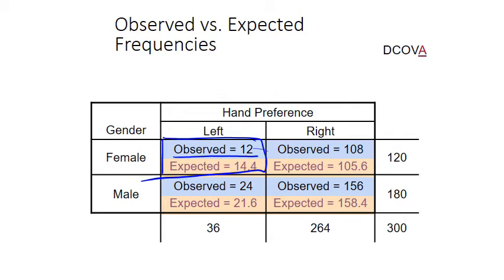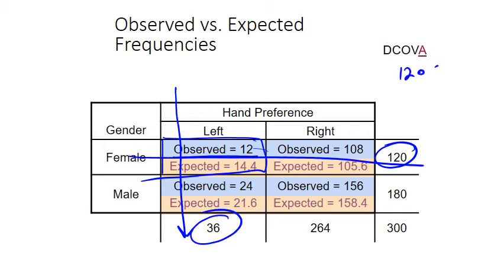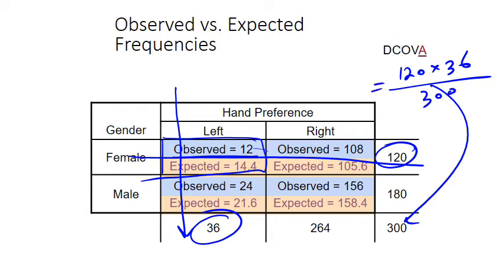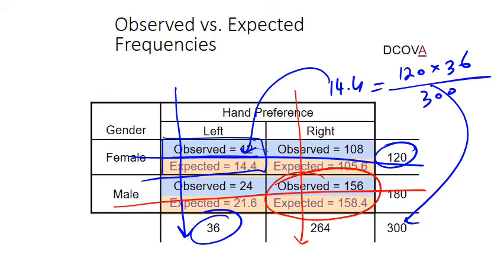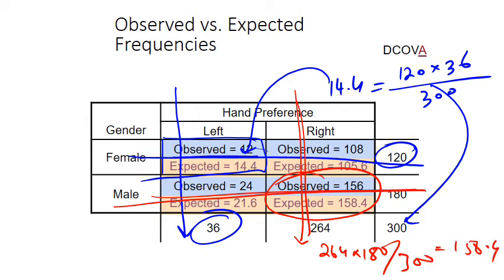Now I will see the total of this column and the total of this row, 120 and 36. Multiply 120 and 36, divide by the grand total 300. So it will give me 14.4. So it will come here in this cell. Similarly, for this cell, I will see the total of this row and the total of this column. 264 times 180 divided by 300 will be 158.4. This is how we calculate the expected frequencies.